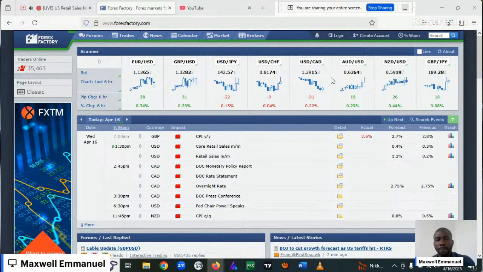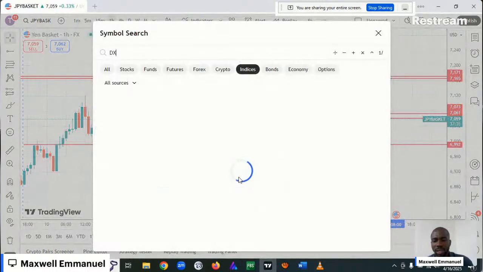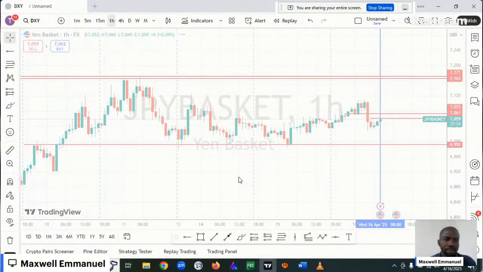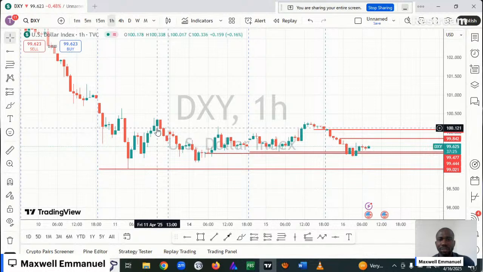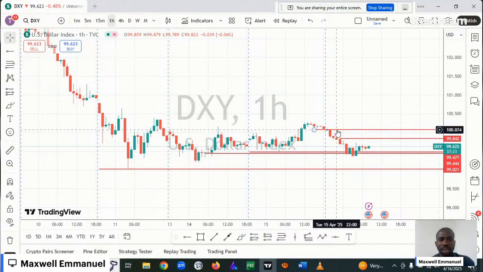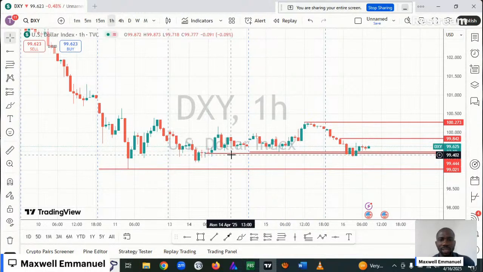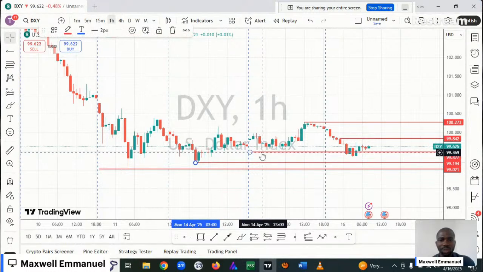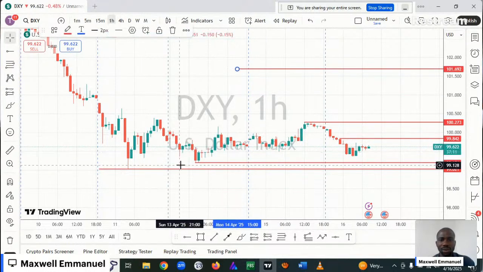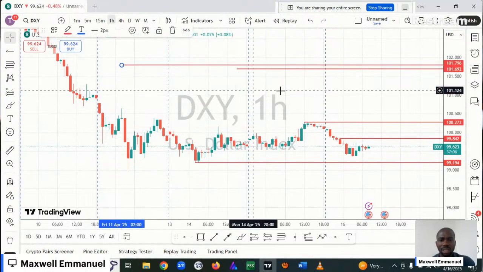Let's see what's happening. Let's start with DXY. As you can see, DXY has been in a range for some time. It has created buy-side liquidity and also sell-side liquidity. So price will either go for the buy-side liquidity or the sell-side liquidity. That should be our expectation on DXY.